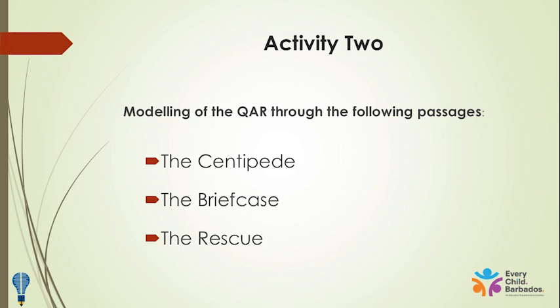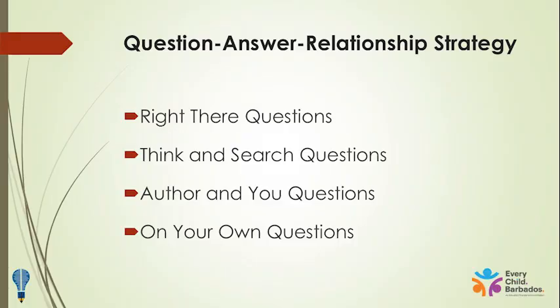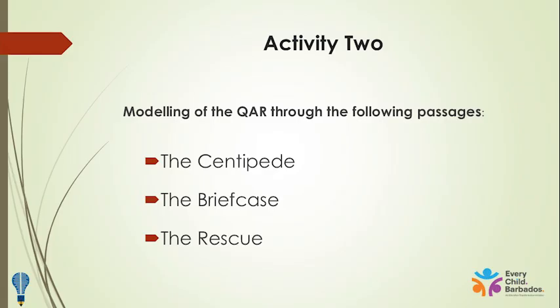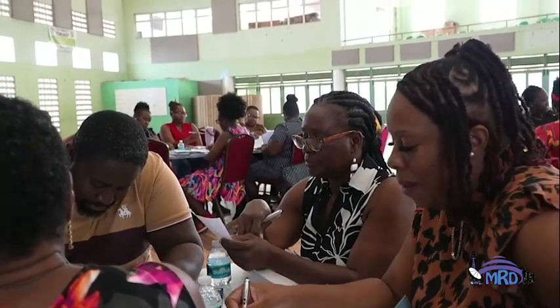So we're going to look at the passage, the centipede, and I'm going to give you an idea of how you would do this with your children. We're actually teaching how you teach these questions. The right there question. My first question: What is a scary little creature? A scary little creature is the centipede. Show me where you find that answer in your passage. Touch where that answer is.